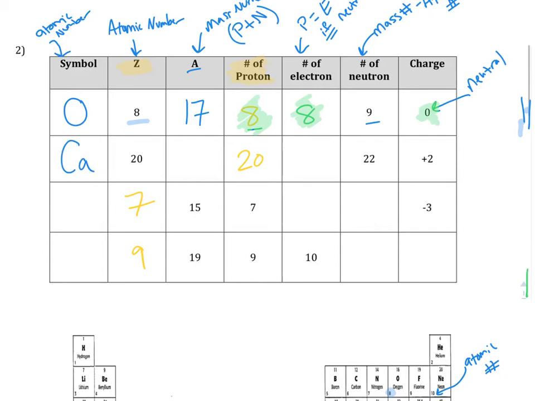All right, now let's do the mass number. We said mass number was proton plus neutron. So how many proton? 20. How many neutron? 22. So the mass number is 44. Proton plus neutron.